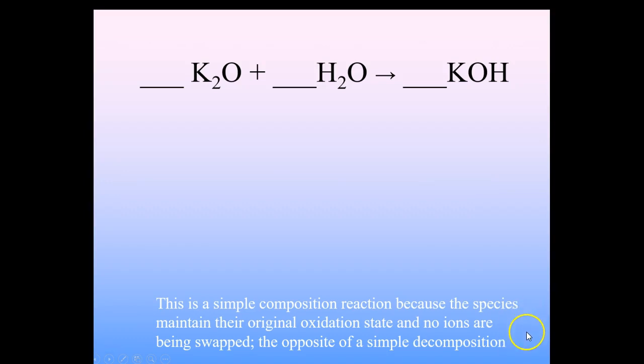In this next one, this is what we would call a simple composition. Here, the potassium stays +1 on both sides. The oxygen in hydroxide is -2, just like it usually is in a compound, and the hydrogen being +1. So you have +1 potassium here, +1 potassium there, -2 oxygen here in these 2 oxides on the left, and -2 oxygen on the oxide on the right. So this is not an oxidation reduction. It is just the opposite of a simple decomposition.